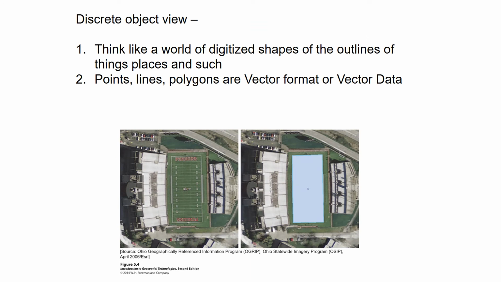Think about discrete objects. A good way to think about that is like the bounds of a football field. You're either on the field or you're not on the field. If you draw a polygon around the field, that polygon is a discrete object that represents the field. You're either in the polygon or you're not.